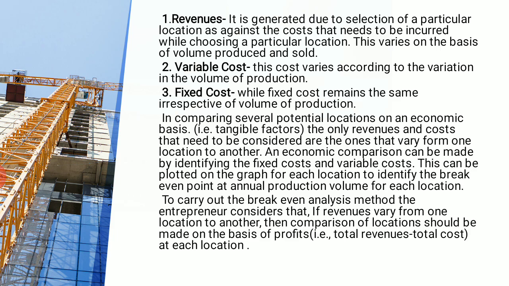Now, in comparing the several potential locations on an economic basis, that is on tangible factors, the only revenues and costs that need to be considered are the ones that vary from one location to another. An economic comparison can be made by identifying the fixed cost and variable cost. This can be plotted on a graph for each location to identify the break-even point at the annual production volume for each location. And thus, to carry out this break-even analysis method, the entrepreneur considers if the revenue varies from one location to another, then the comparison of locations should be based on the profits. That means total revenues minus total cost.